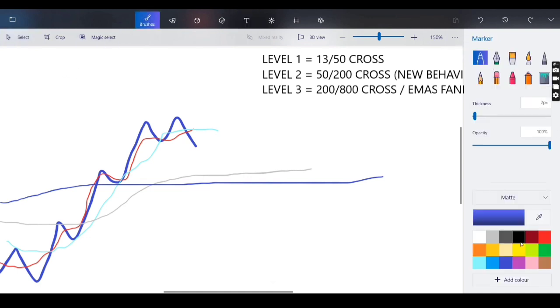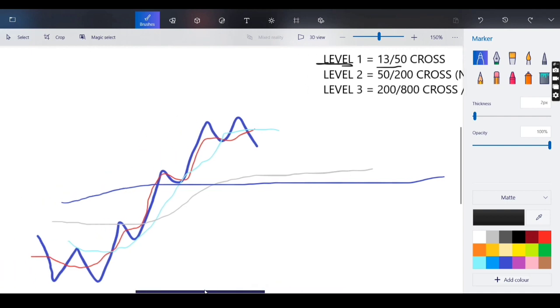Let me choose the black color. Naturally, see right here it's written level 1, you see a 13/50 cross. Then on level 2 you see a 50/200 cross, and there's a certain new behavior on level 2 that is intriguing. Whenever you see the 200/800 cross, you know you are on level 3, and the EMAs will definitely be fanning out, as you can see right here. This fanning out behavior means the EMAs are running away from each other.